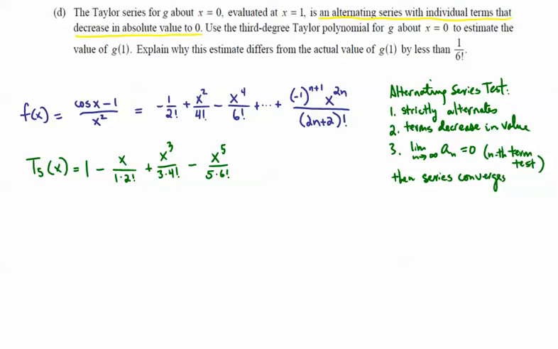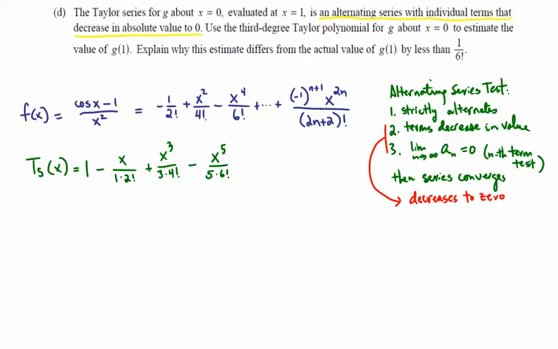Now oftentimes these last two criteria, terms decrease in value and the limit as n approaches infinity of a sub n equals 0, are written like so: decreases to 0, or decreases in absolute value to 0. And that's the way that it's stated above in this particular problem. So we know that this series definitely converges here. And so first of all, we want to use this information. We're going to use this information in the latter part of the problem.